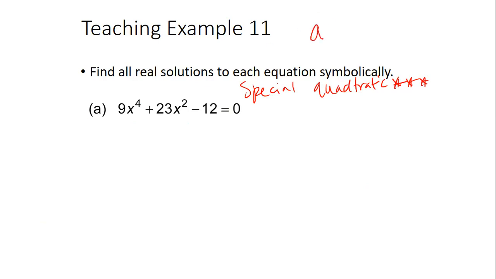So our quadratic is ax squared plus bx plus c, right? Notice the powers are 2 and 1, and then no power. Anytime the power of your leading term and the power of the second leading term are half of each other, you can treat it like a quadratic.